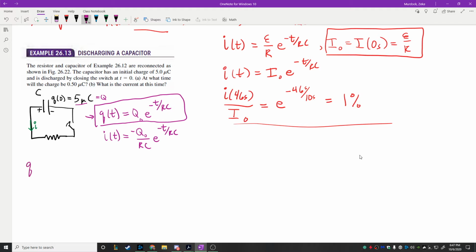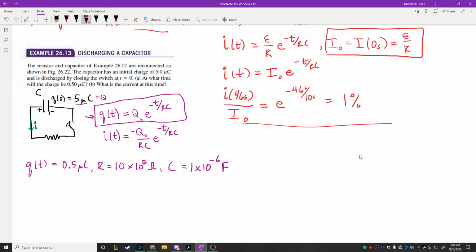So what we know is that the charge at some time t that we're searching for is equal to 0.5 microcoulombs. We have the values that we were given in the previous part, which is that the resistor is 10 times 10 to the 6th ohms, and the capacitance is 1 times 10 to the negative 6 farads. At what time will the charge be equal to this, basically? So we're solving for time now, right?